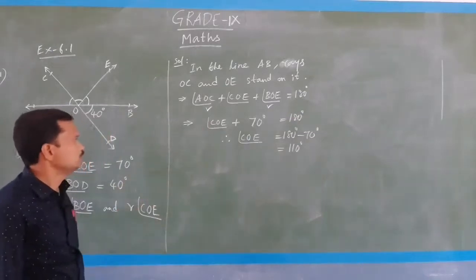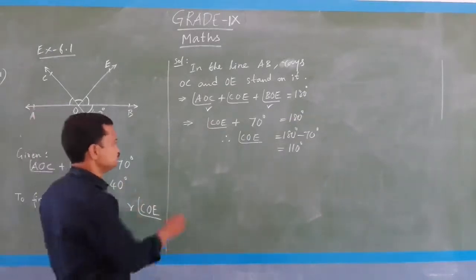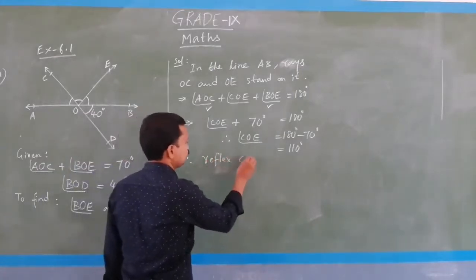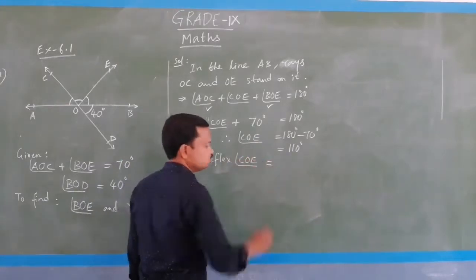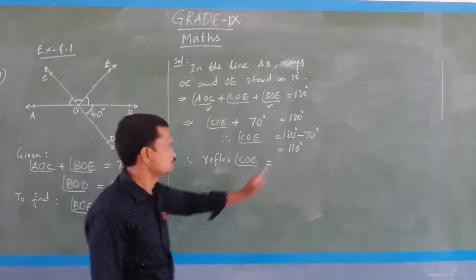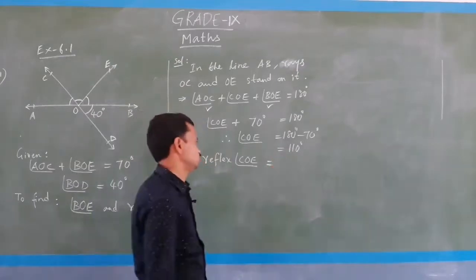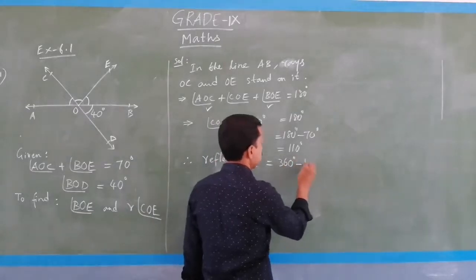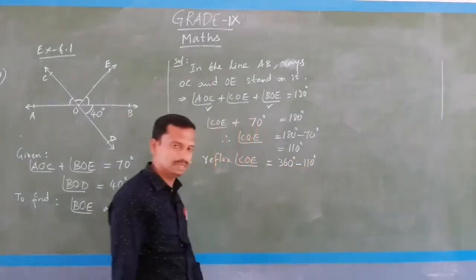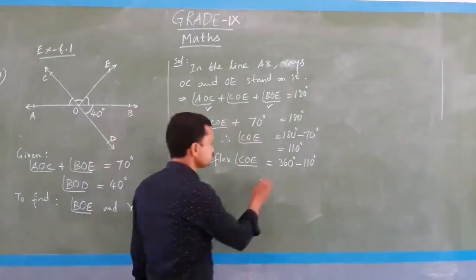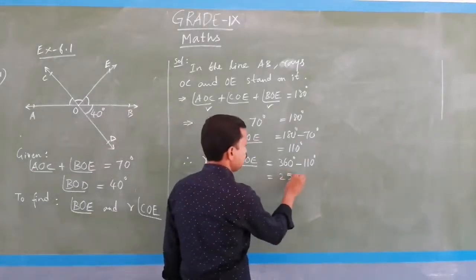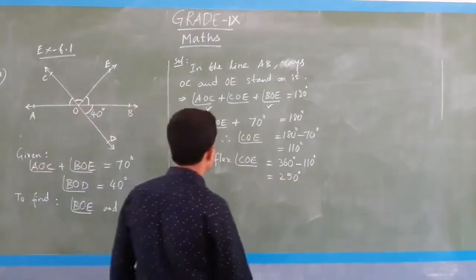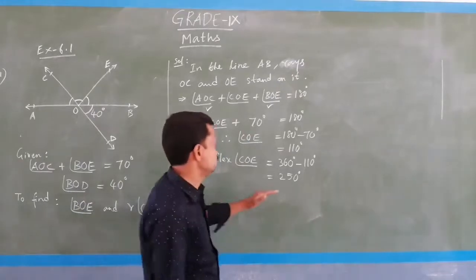And now we have to find reflex of COE. Therefore, reflex angle of COE, to find the reflex angle you have to subtract this 110 from 360. So, 360 degree minus 110 degree, what you get? That is 250. Am I right? So, you can easily get the reflex angle of COE, that is 250 degree.